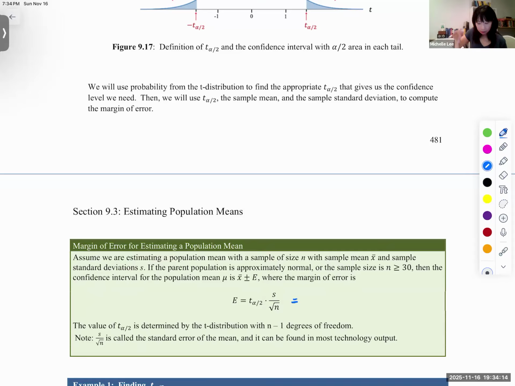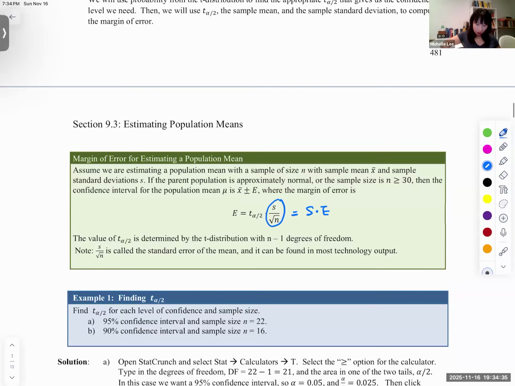T critical value. Okay, let me use just this one, standard error. So we learned previously what the standard error was, right? So how much is spread about sample to sample, right? Okay.